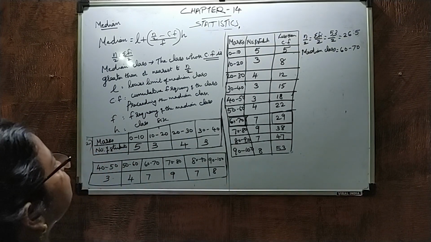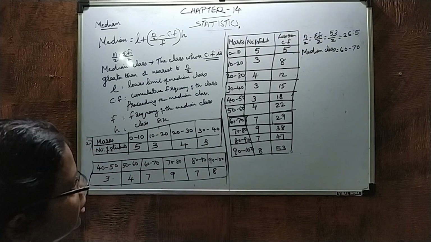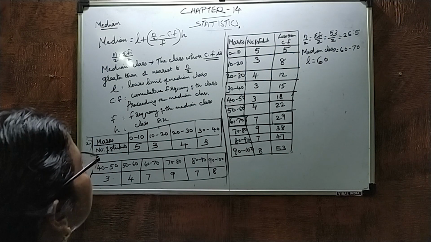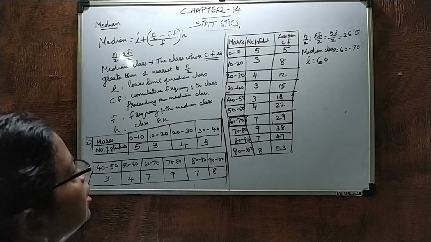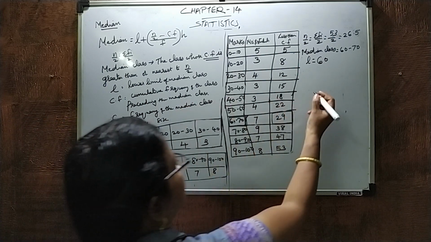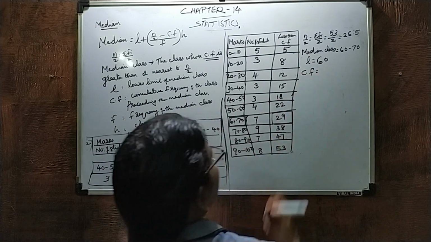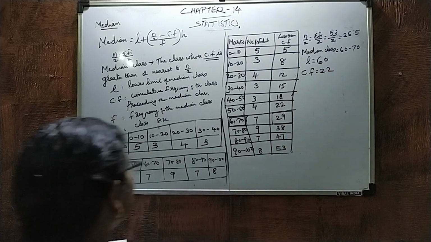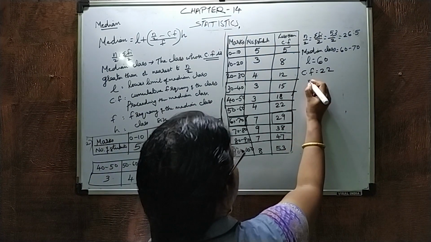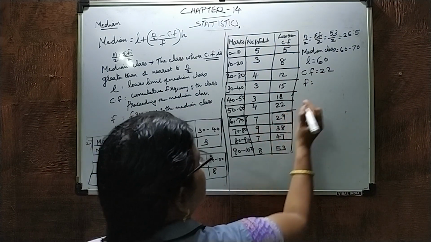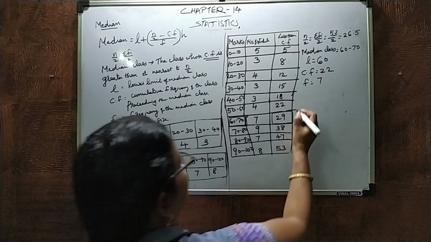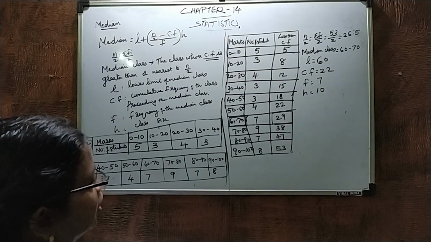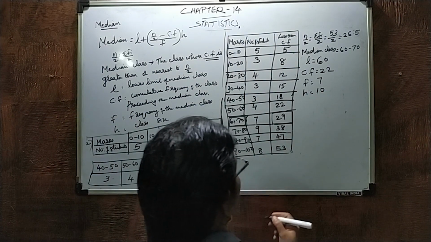Now you have to find out L. L is equal to the lower limit of the median class. Then CF, the cumulative frequency of the class preceding the median class. Preceding the median class it is 22. Then F, the frequency of the median class, F is equal to 7. And then h is equal to the class size, h is equal to 10. So now you have to do. So here median equals.